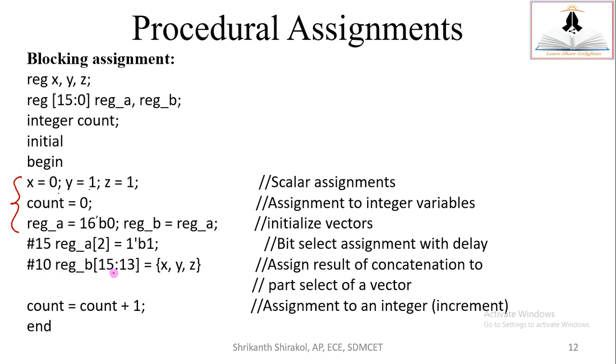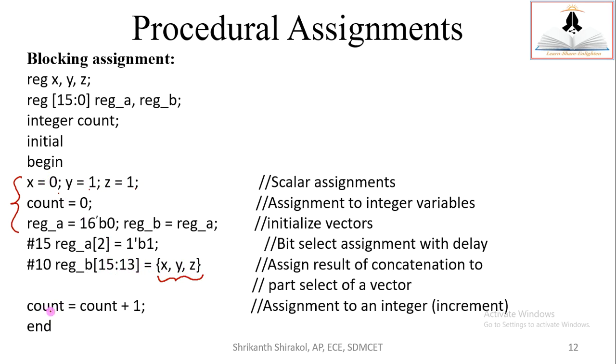reg_B, a vector part select. It's a vector and part of that vector is selected, 15, 14, 13. So 3 bits of it will receive the concatenation of these 3 bits. For that 3-bit vector part, I am assigning the new values x, y, z. X is 0, y is 1, z is 0, 1, 1 will be assigned to reg_B of 15 down to 13.